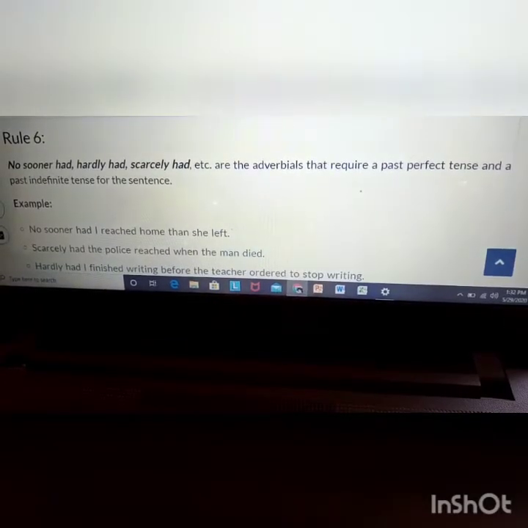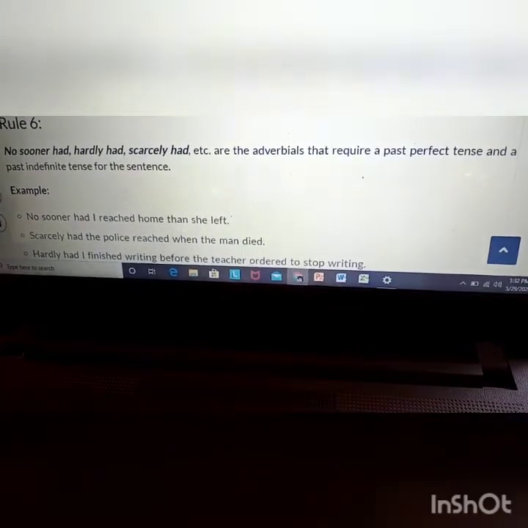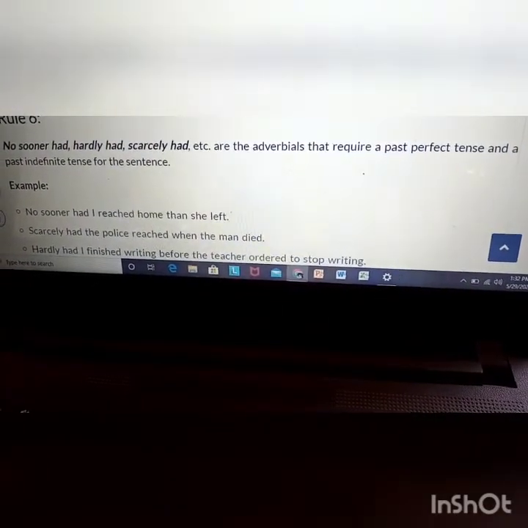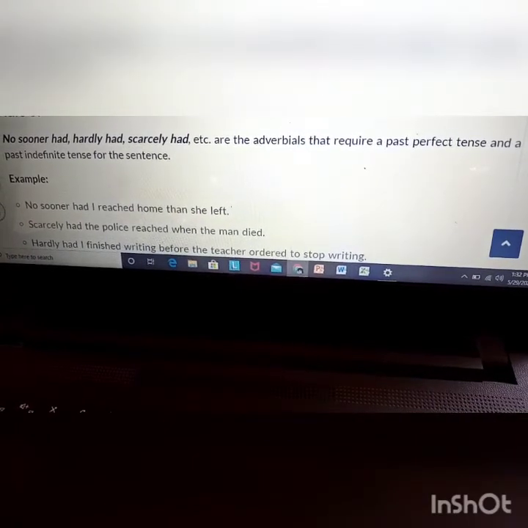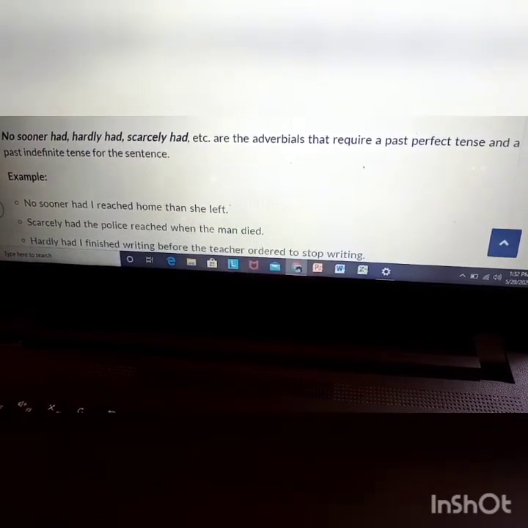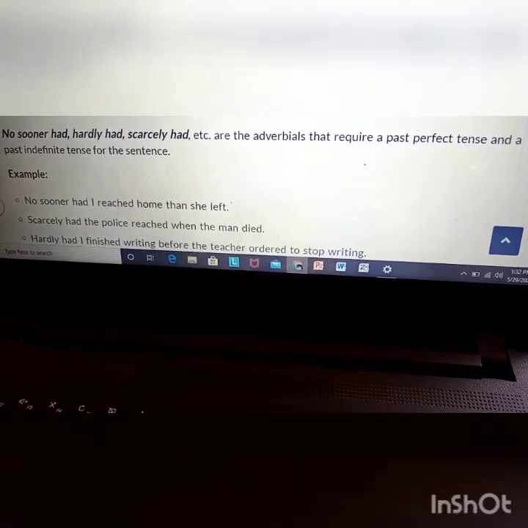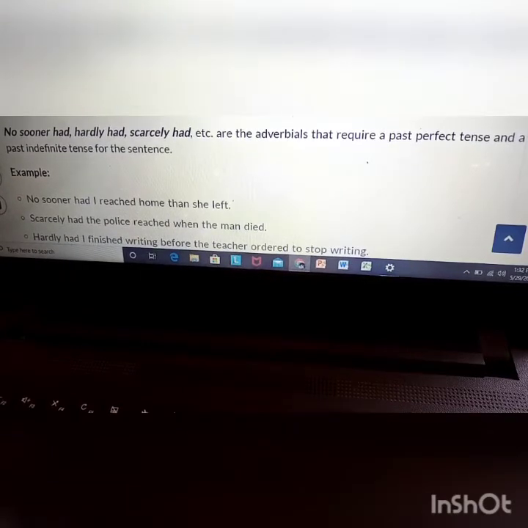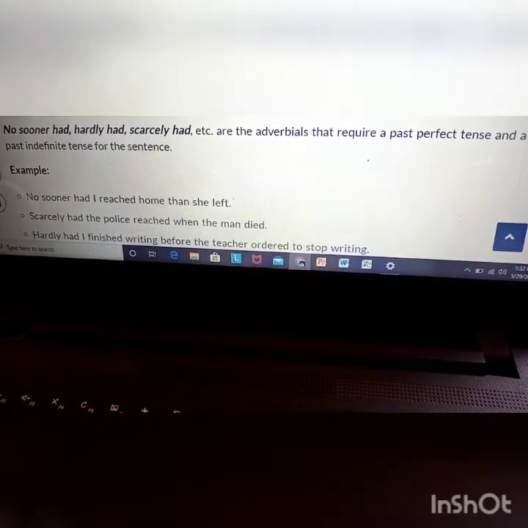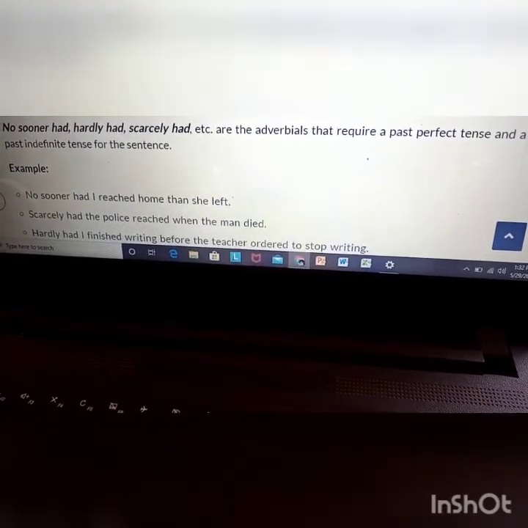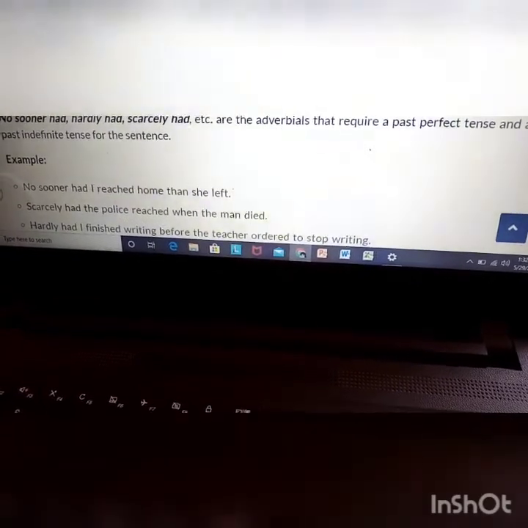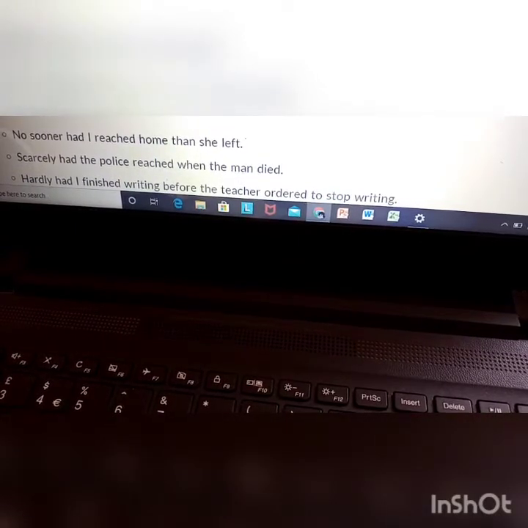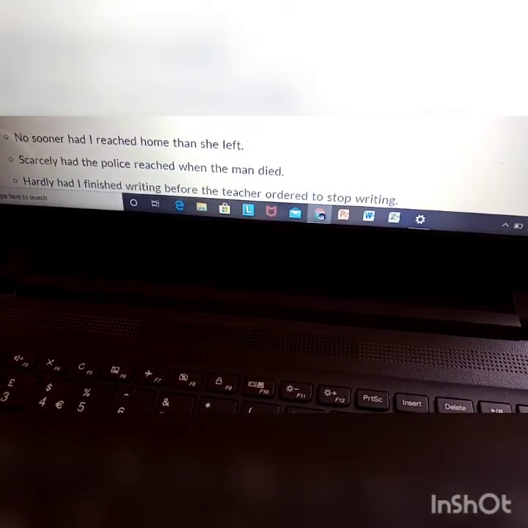Rule number 6. No sooner had, hardly had, scarcely had, etc. are the adverbials that require a past perfect tense and a past indefinite tense in the sentence. That means after no sooner had and all these phrases, we have to use the past participle form of the verb. So let's see the example. No sooner had I reached home than she left.